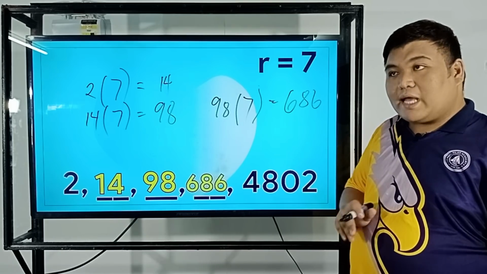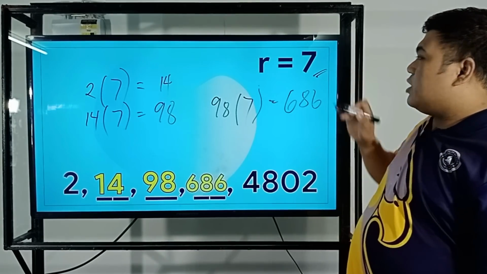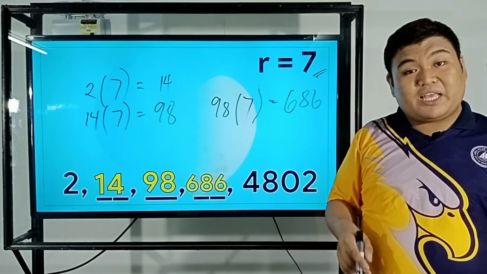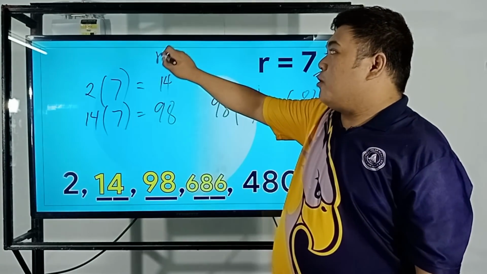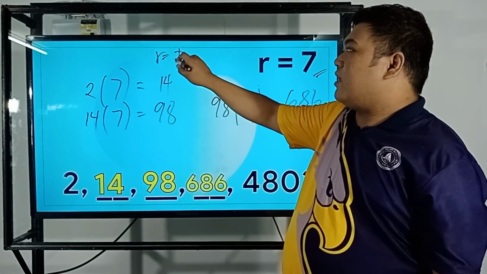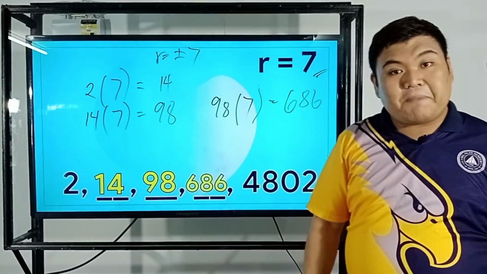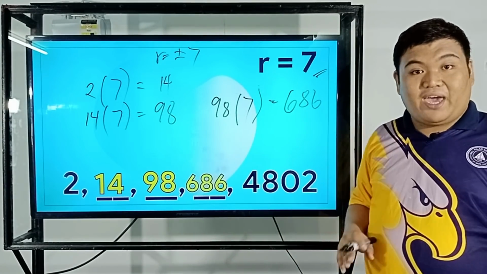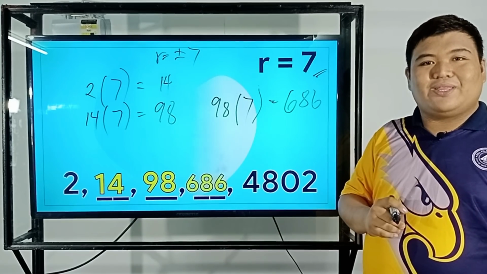So, yan yung magiging sagot natin if we have the common ratio as positive 7. Kasi nga diba sabi kanina, ang common ratio natin is both positive and negative 7. Paano kapag negative 7? So, yun naman yung susunod.